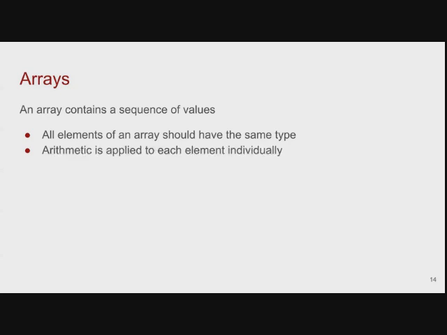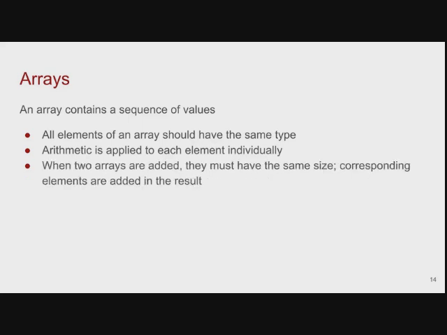Then if you're doing any kind of arithmetic computation, it's going to be applied to each element individually. So if I have an array and I multiply numbers, like say 1, 2, 3, 4, by 2, then I come to a new array of 2, 4, 6, 8. So that multiplied by 2 is being applied to each of the elements there. Moreover, you can see more arithmetic we can do here. When two arrays are added, they first of all have to be the same size, otherwise you're going to run into an error message. And corresponding elements are added in the result. Not surprisingly, and we're going to see a demo soon as well.